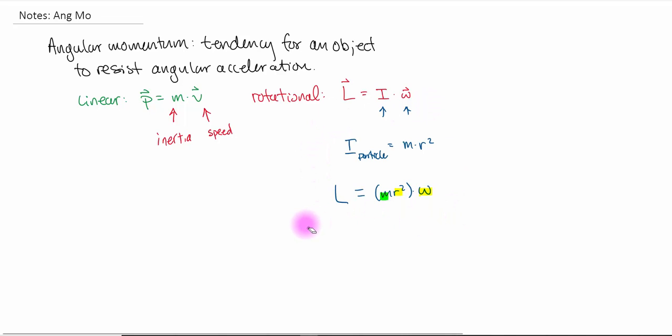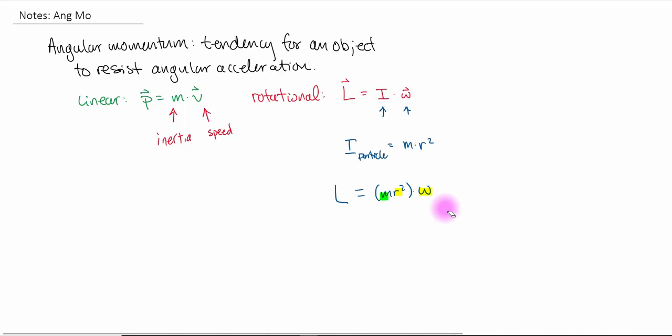Now, just in terms of calculating angular momentum, that's it. It's just anything that you want to say has angular momentum. You take its mass times its radius squared if it's a discrete particle, or whatever the I value is for it, and you multiply it by the omega.